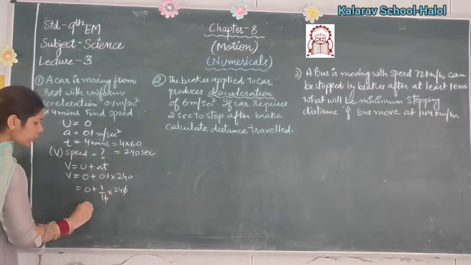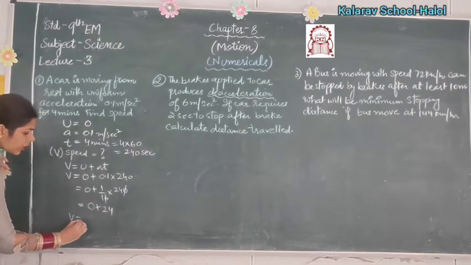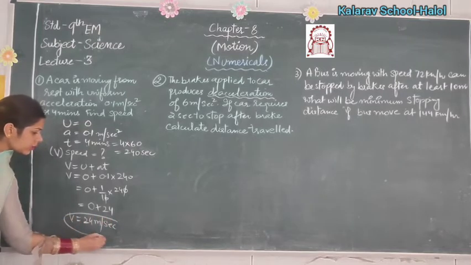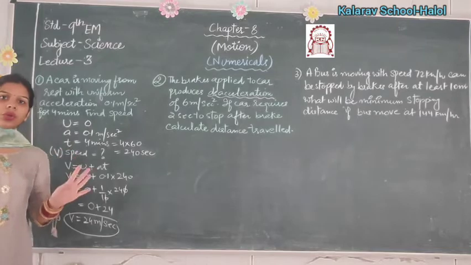0 with 0 cancel. So 0 plus 24. So v is 24 meter per second. So it is the velocity. So is that clear to you?